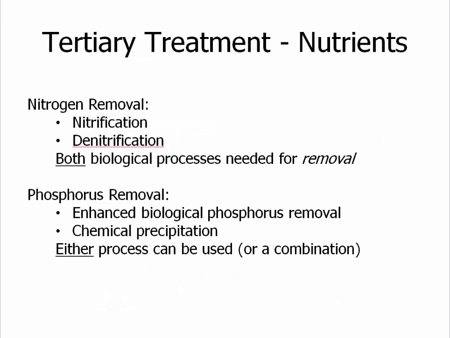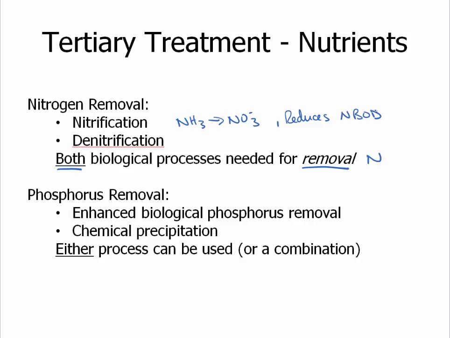these tasks. Nitrogen removal is a biological process that includes both nitrification and denitrification. Both of these processes are required for removal of nitrogen. However, a plant could stop at nitrification. If they do so, they won't remove nitrogen, but they will convert nitrogen from ammonia to nitrate. And this has some benefits because it reduces nitrogenous BOD.